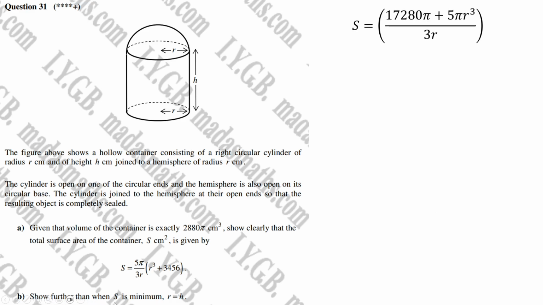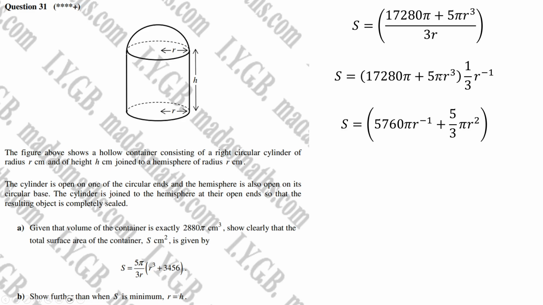Show further that when S is minimum, r equals h. Okay, so when S equals minimum, there's obviously going to be a stationary point. This here is the same as saying this here, all multiplied by a third, and then r to the minus 1. Okay, distribute the third, r to the minus 1. So this is 17,280 pi divided by 3 multiplied by r to the minus 1. And then this is just 5/3 pi r squared.